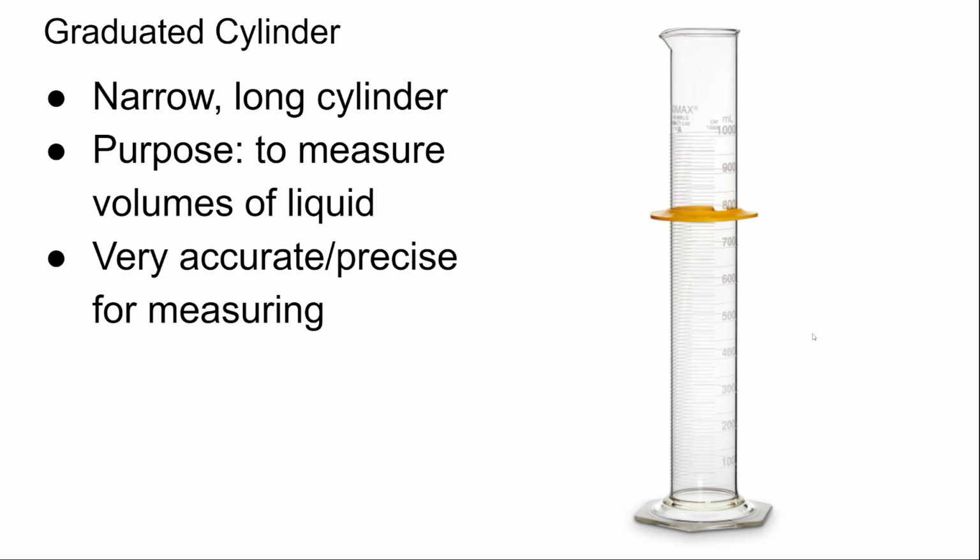The downside of a graduated cylinder is that because it has a base, you can't really use it for anything besides measuring. And so, like I said, the easiest way to identify a graduated cylinder is that it's a long, narrow cylinder and that it has a base at the bottom.